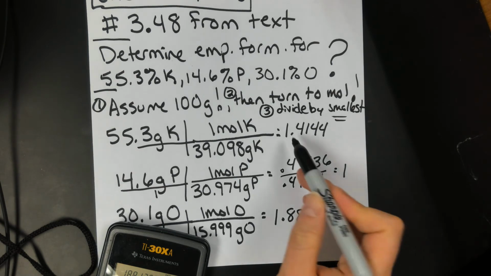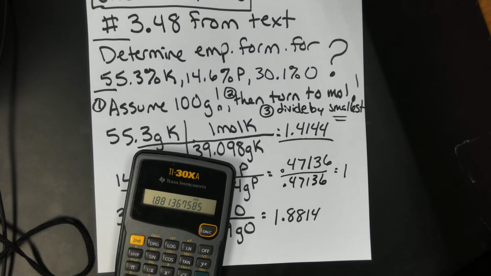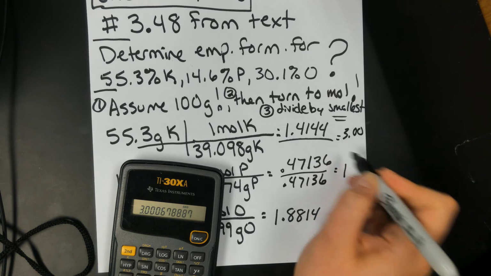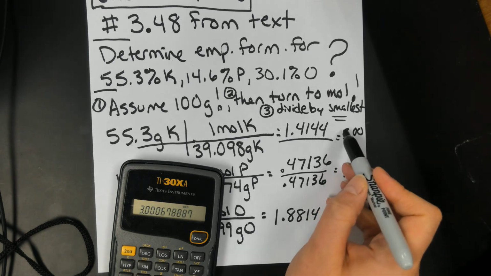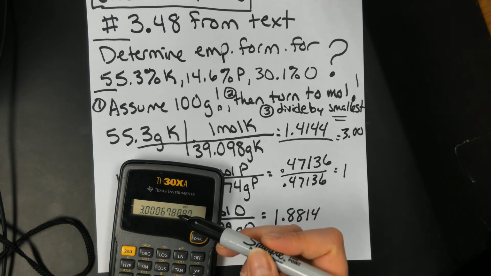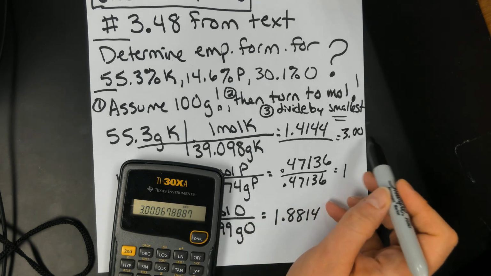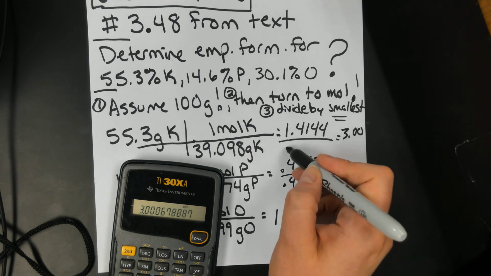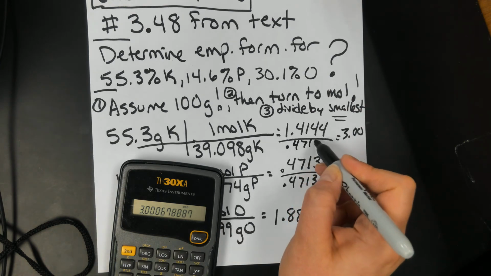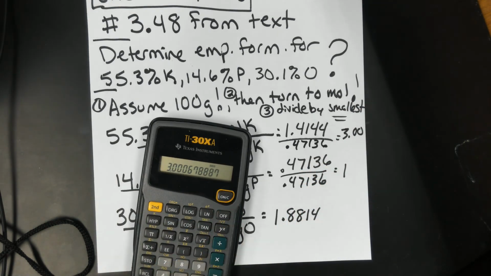This will be 1. I'm going to type that one out, right? 1.4144 divided by 0.47136. I get 3.00000, right? So I'm going to show you why I don't assume that this is 3, but it's definitely 3 because it's very close to 3. But it's just good to know that this is the calculated answer when you divide 1.4144 divided by 0.47136.